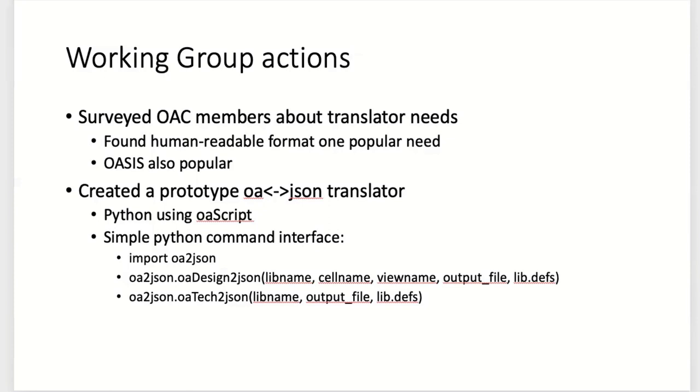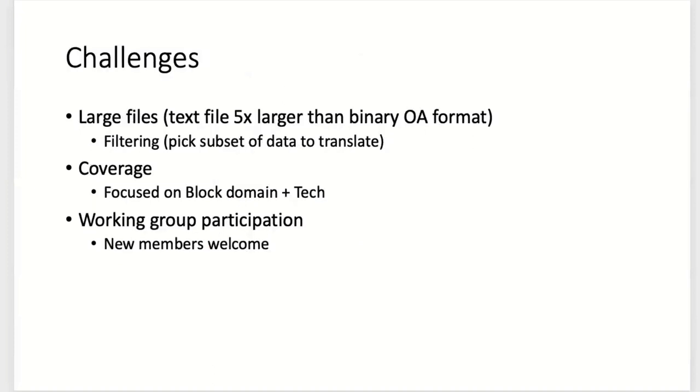We created a pretty simple interface. Just run a couple simple Python commands, and you can generate a JSON file, and it actually runs fairly quickly on reasonable sized data. I'll talk a little bit more about that size in a minute. But one of the big challenges we found was that the files that we generate are really big, 5 times bigger than, granted, probably compressed OA binary format, but still very large. They grow very quickly, and it's not necessarily a problem, except that it depends on what you want to do with the file.